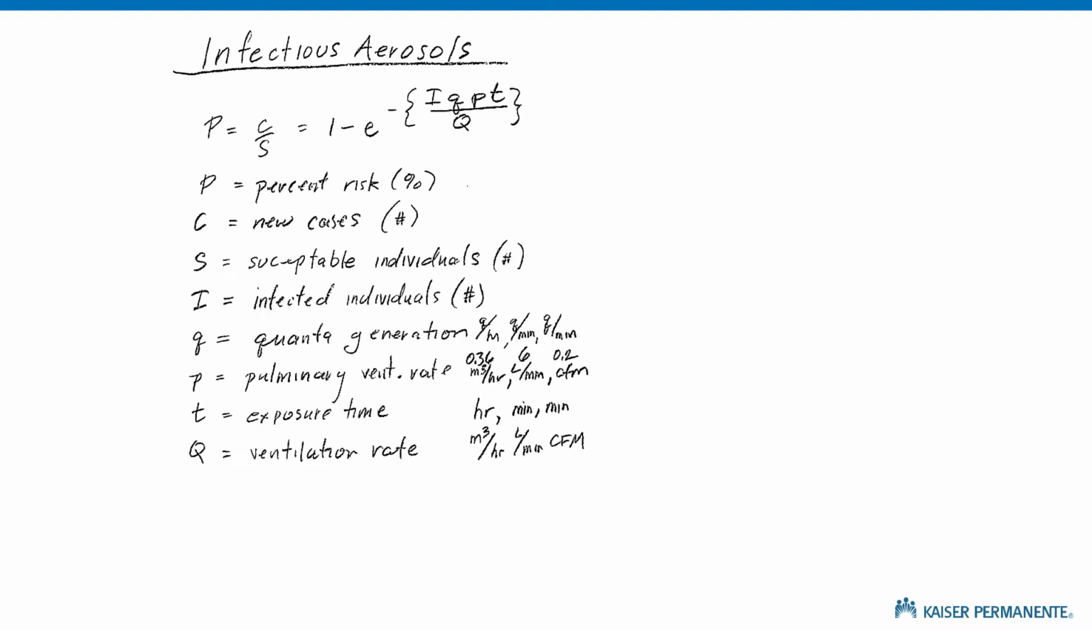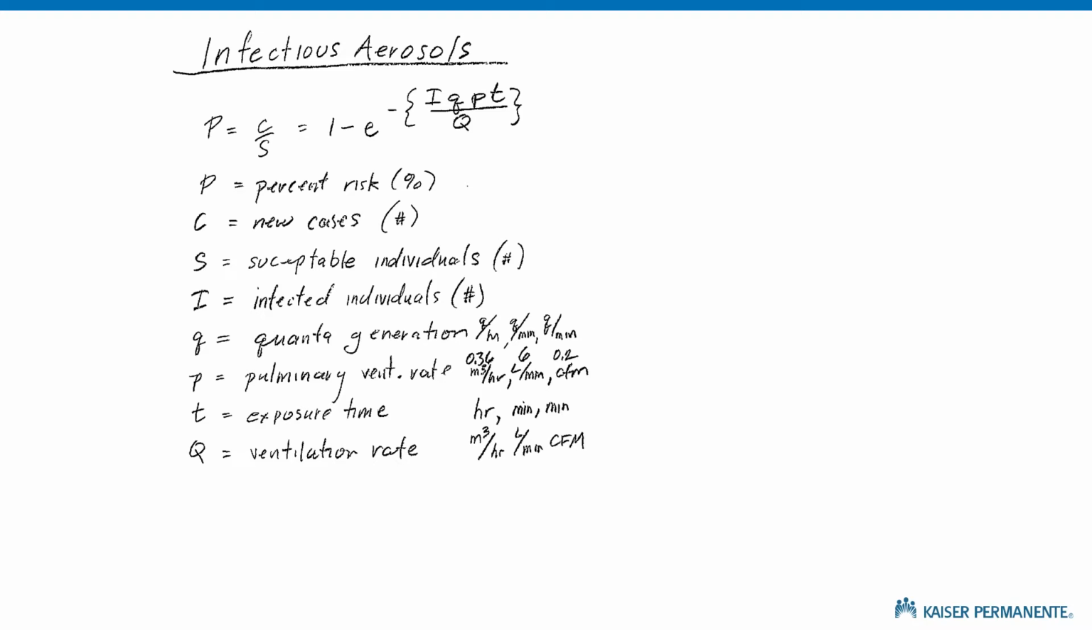The term on that exponent over there has 5 variables: I, little q, P, T, and big Q. I is the number of infected people in the room. Little q is the generation rate in terms of quanta per hour or per minute. And then P is the pulmonary ventilation rate of the susceptible people. How fast are they inhaling air from the room? And then T is the exposure time, and uppercase Q is our cherished ventilation rate. The units need to line up on that exponent. All the units of the exponent should cancel each other out and leave units of quanta.